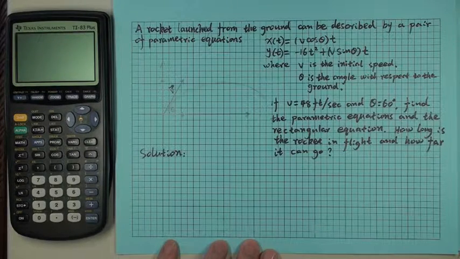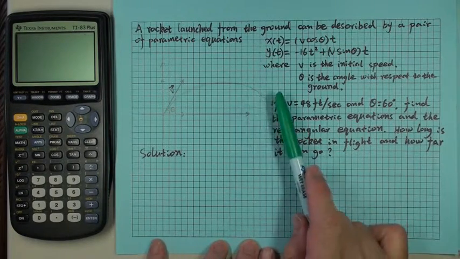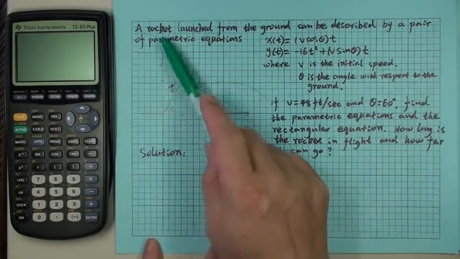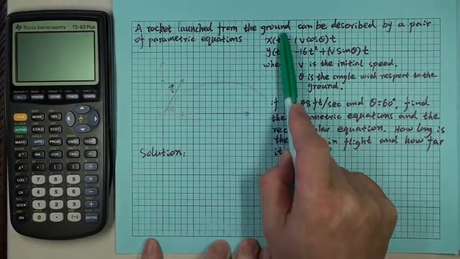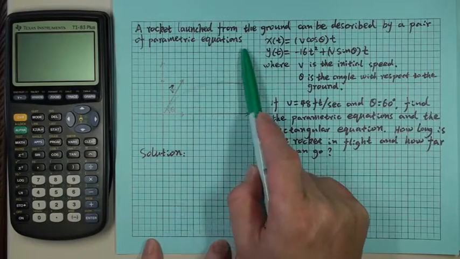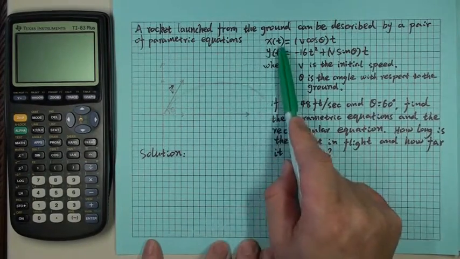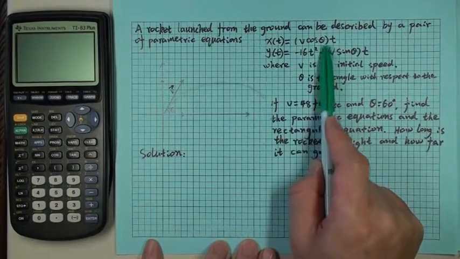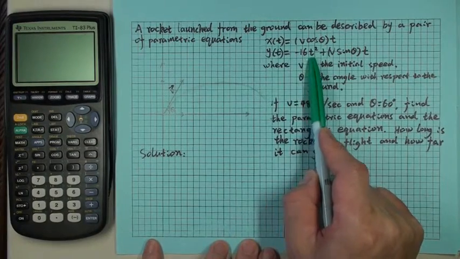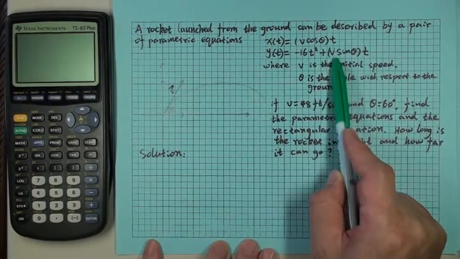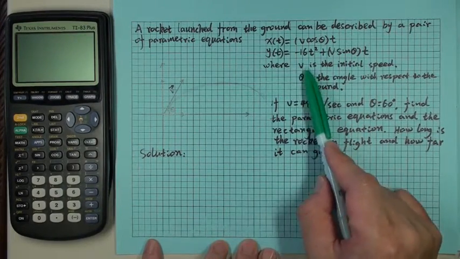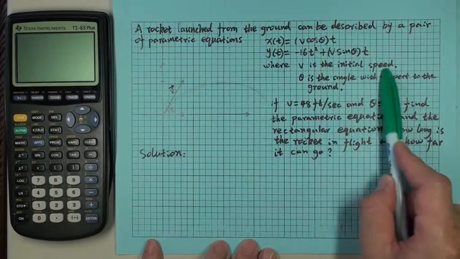In this lecture, we'll talk about the application of parametric equations. A rocket launched from the ground can be described by a pair of parametric equations. x of t is v cosine theta t, and y of t is negative 16t squared plus v sine theta t, where v is the initial speed.